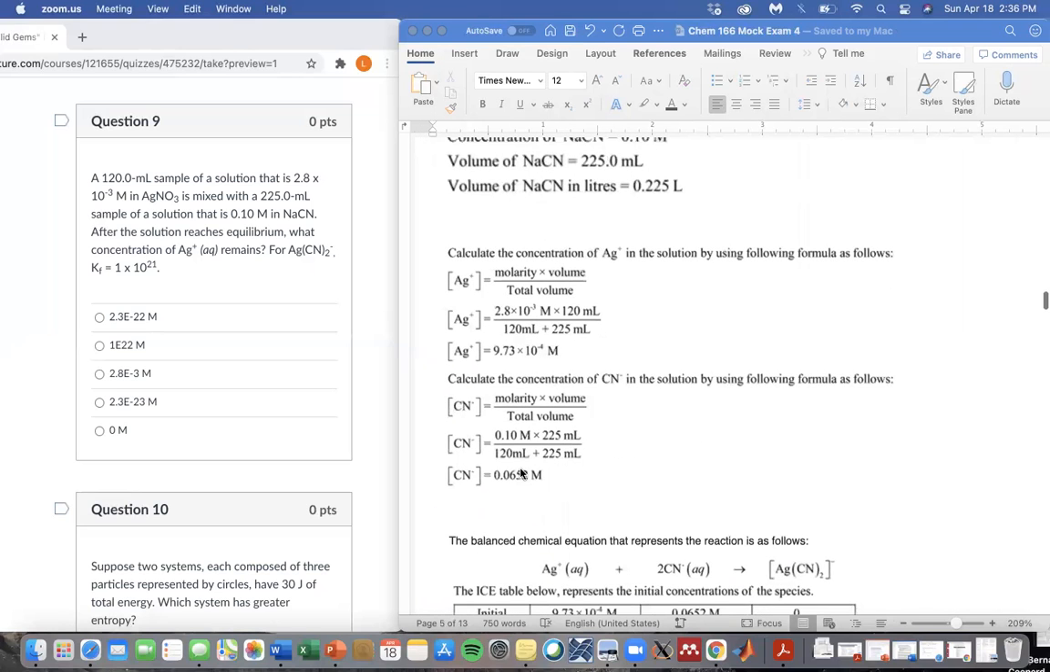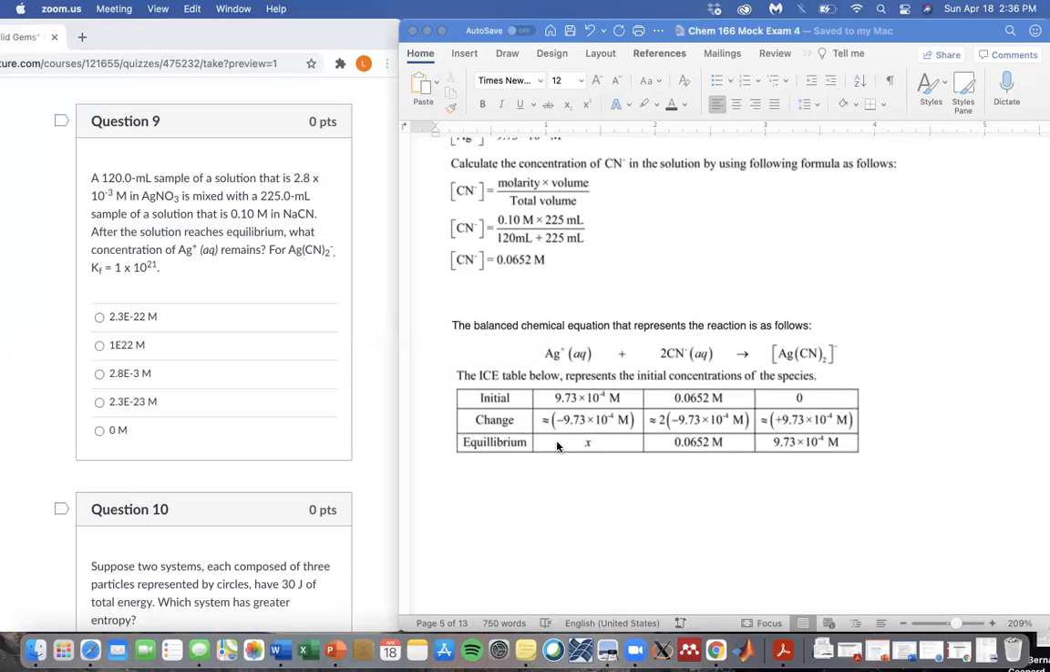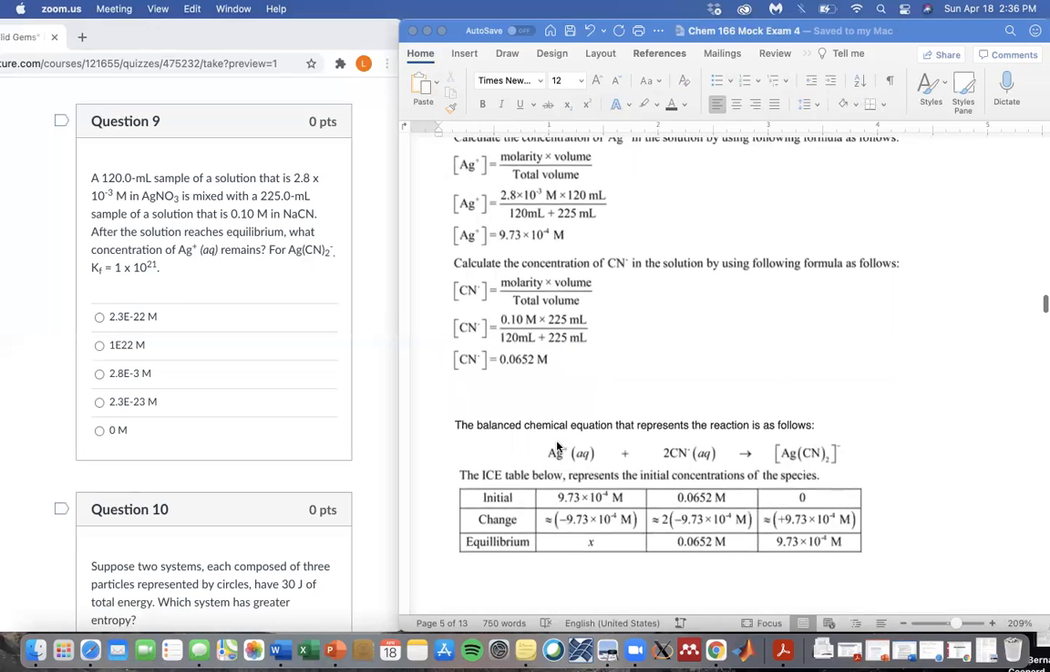So when you find the new molarities of these two, you would get 9.73 times 10 to the negative fourth for Ag plus, and you do the same thing here, and you get 0.0652 molar for CN minus. And so those are really the concentrations that you have to be working with here. And so you would then have this balanced equation.